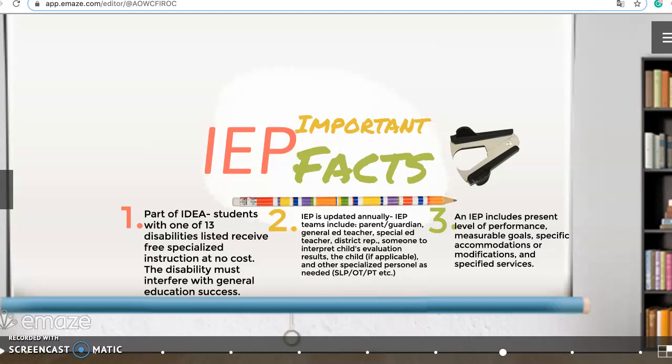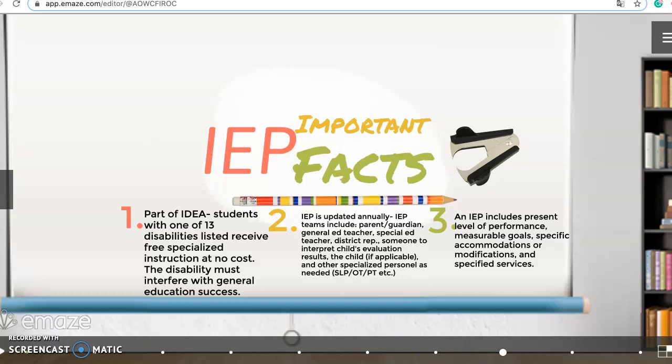Their individualized education plan is updated annually by their IEP team, and this team includes a parent or legal guardian, their general education teacher, a special education teacher, a district representative who can help them with cost and implementation, someone to interpret the child's evaluation results. This can be a school psychologist, but it can also be another member of the IEP team. The child, if applicable, and other specialized personnel as needed, such as a speech-language pathologist, occupational therapist, or physical therapist.